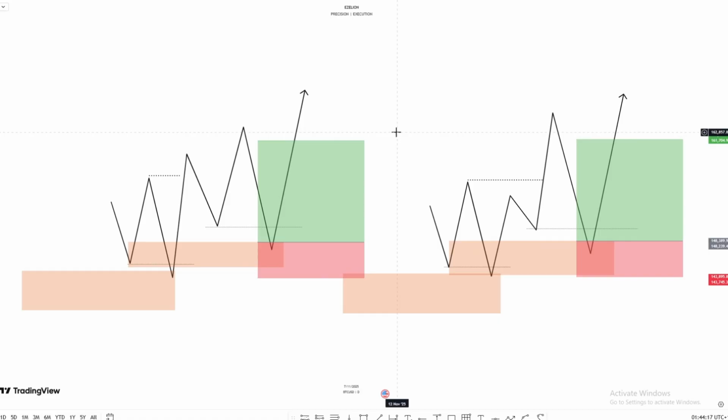So you are looking for this. Now, this pattern might be very difficult for you to spot at the beginning, but the more you trade it, the more you get used to it.